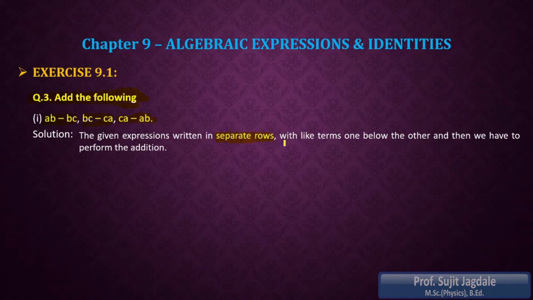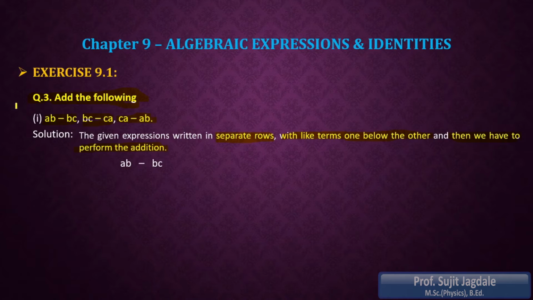The second thing is that while writing these expressions in separate rows, we have to consider all the like terms, and those like terms should be one below another. Then we have to perform the addition. Only then are we able to perform the addition. So what is the basic step? We write each expression in each row, and like terms should be one below another.